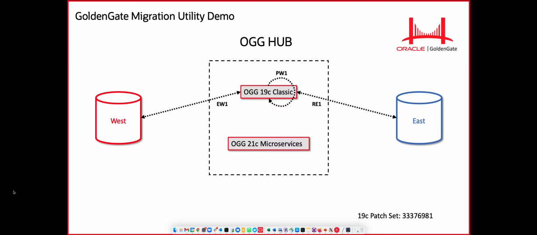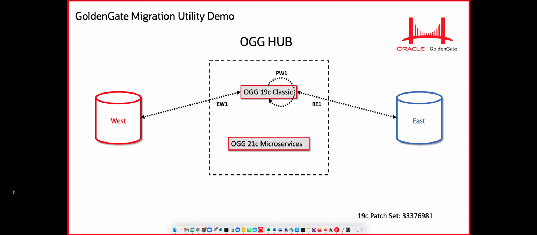I would like to bring to you today a demonstration on the GoldenGate Migration Utility. The Migration Utility was released in October 2021, and the purpose of the utility is to help customers migrating their classic architecture replications to the new 21C microservices architecture.